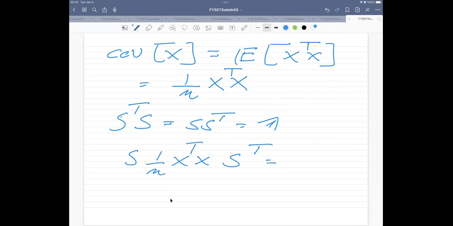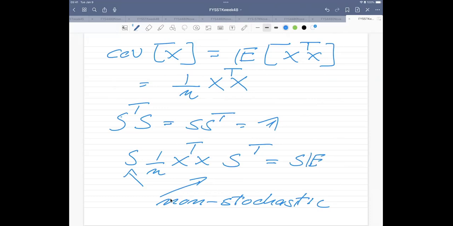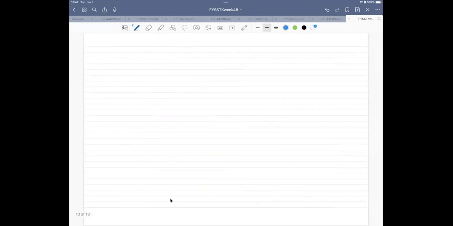And since S is non-stochastic, the x's can be stochastic, then since this is an expectation value, what I have is S multiplied with the expectation value of x transpose times x multiplied with this S transpose. That gives me a new matrix, which is diagonal. So that gives me a matrix which I'm simply going to call the covariance of y, which is then the same as 1 over n.